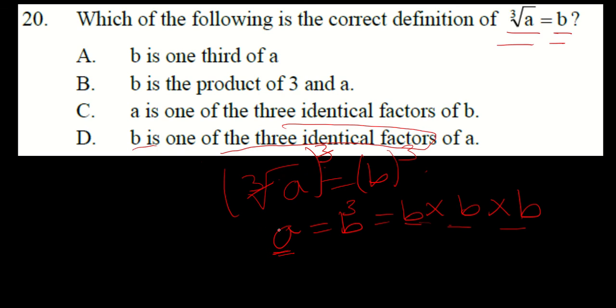Then what happened? A becomes equal to B cube. B cube means B times B times B. So A is the product of three identical factors. Those factors are B's, B times B times B. So B is one of the three identical factors of the number A. So the answer will be D.